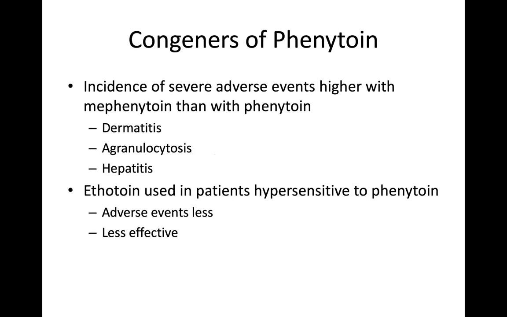What we do see is that with these derivatives of phenytoin, we did see some severe adverse events that seem to occur more so than with phenytoin. Mephenytoin basically was worse as far as producing a dermatitis. This is a skin itching, skin rash. The more problematic issues were the agranulocytosis and hepatitis. So affecting the bone marrow and the production of blood cells, and the potential for hepatitis made it very difficult to use mephenytoin. We have to monitor for that.